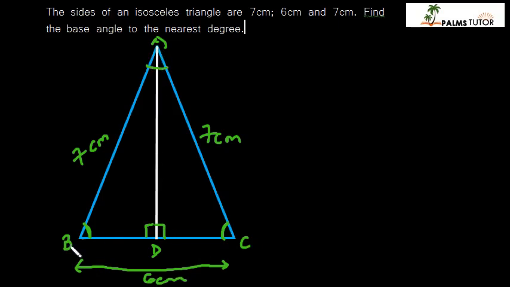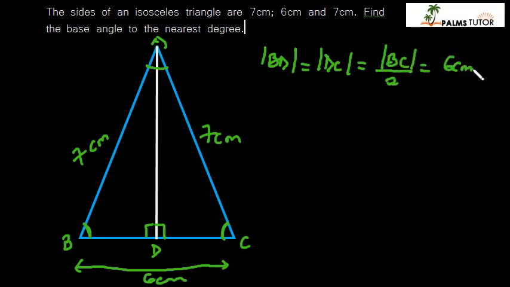Drawing a line perpendicular to BC divides this line into two at D, which means that line BD will be equal to line DC, which will be equal to line BC all over 2, which is 6 centimeters over 2, and that gives us 3 centimeters. From here to here is 3 centimeters, same way from here to here is 3 centimeters. Now we have two sides.